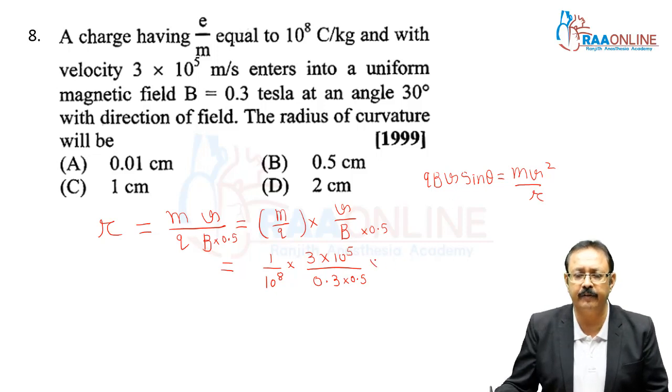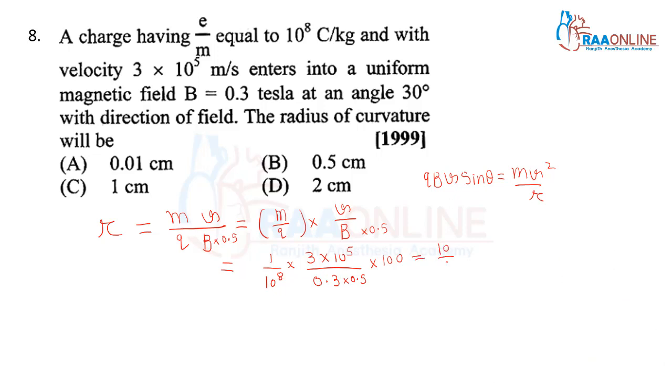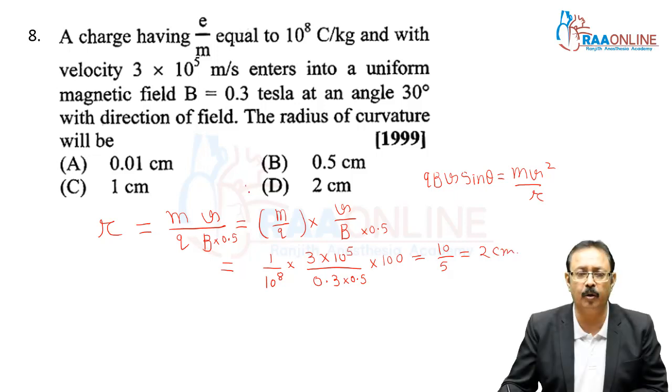In centimeter we will multiply by 100. So what will we get? 5 and 2, 7, 0. 7 will cancel with this. 1 will remove the decimal. 3 will cancel with 3. So what will we get finally? 10 by 5. 7, 7. 1 I remove with the decimal. When we remove this decimal, you will get 10 again in the numerator. So we are going with 2 centimeter, which means D option is correct.